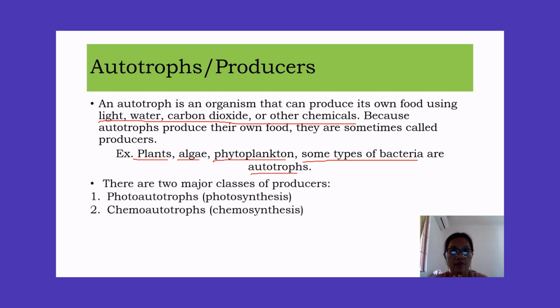autotrophs. So nahahati po sa two major classes ang ating producers. We have photoautotrophs, yung mga organisms na nag-undergo ng photosynthesis like plants and green algae. So we have chemoautotrophs, yung mga organisms naman like some rare bacteria na nag-undergo naman ng chemosynthesis. Yung photosynthesis process, yung organisms gumagamit ng light, energy from the sun, while chemoautotrophs naman, hindi sila gumagamit ng energy from the sun or light from the sun. Instead, iba yung source ng energy na ginagamit nila like methane with oxygen.